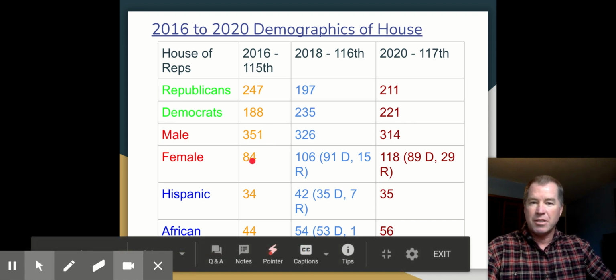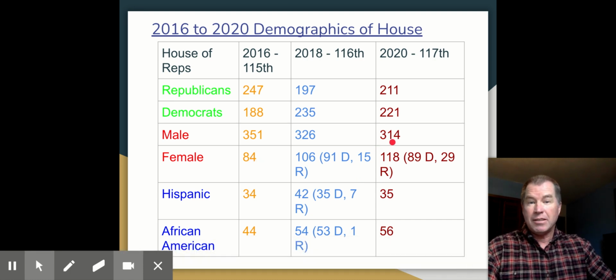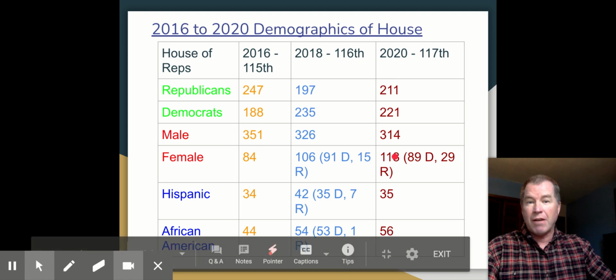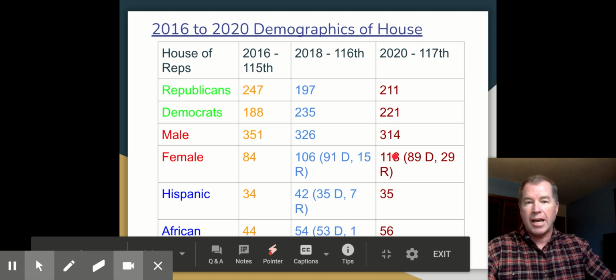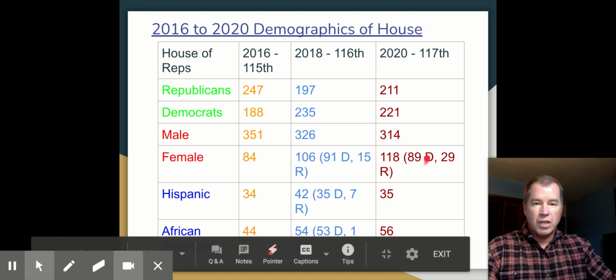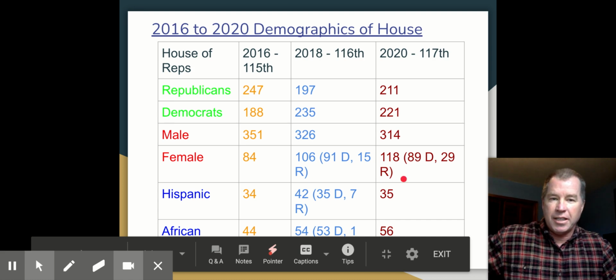Only 84 females in the House. Pretty male-dominated. It's still pretty male-dominated, but it has improved, right? Now it's 118 to 314. So every year there's more females that get added.